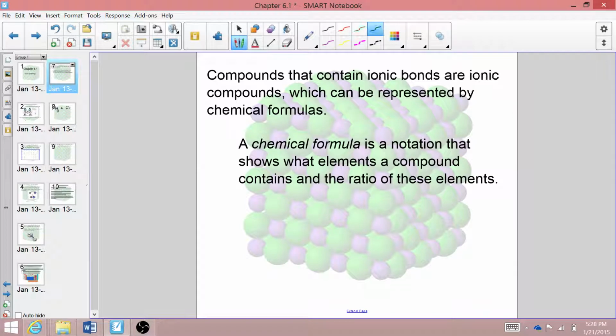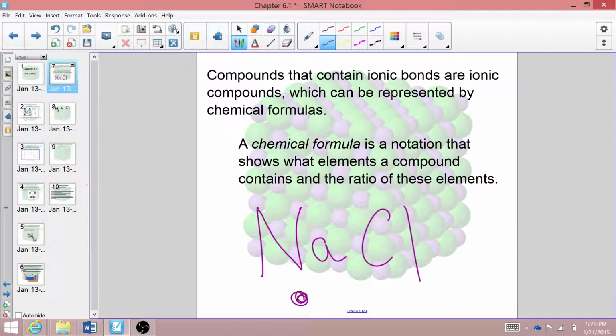So, for example, if we think back to our original example back here, we can think about sodium chloride, or table salt. Sodium chloride has sodium, which is symbol Na, and it has chloride, which is symbol Cl. And it's actually written out NaCl. The reason why it's written like this is because the cation comes first, and then the anion comes after.